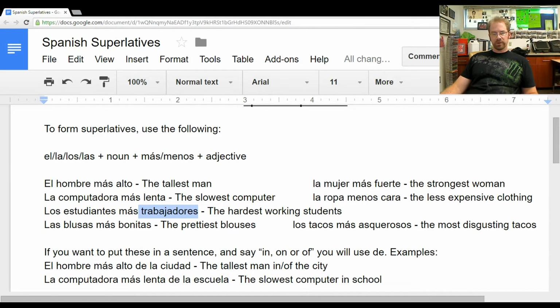Got 3 more over here on the right. We have la mujer más fuerte, which would be the strongest woman. La ropa menos cara, the least or less expensive clothing. Least sounds better, to be honest. And then los tacos más asquerosos would be the most disgusting tacos.